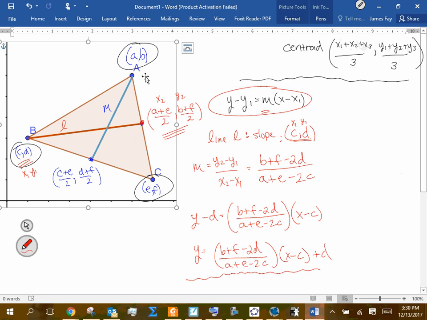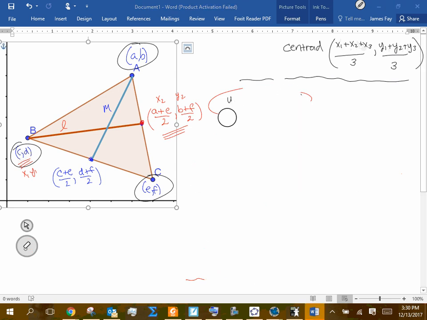Okay, I'm going to save a little bit of time by not doing that, but when I deal with the blue one, let me write the red one up here for a moment. The red one was, let's see here, y equals b plus f minus 2d, over a plus e minus 2c, times x minus c, plus my d. Okay, so that was the equation of the red line.